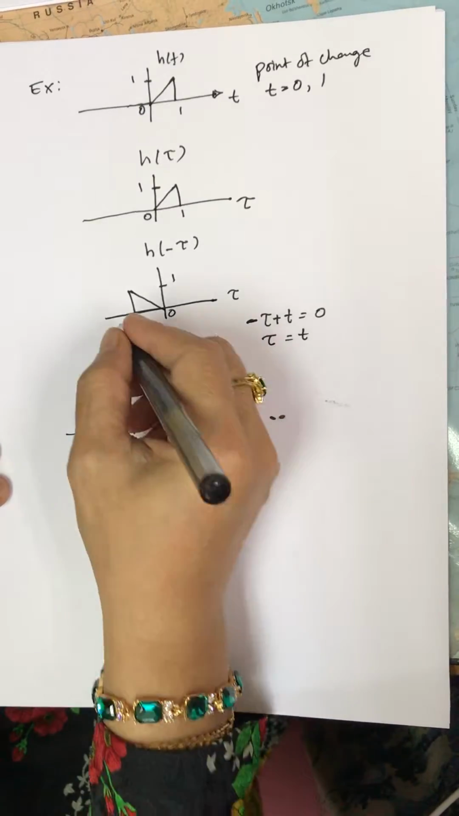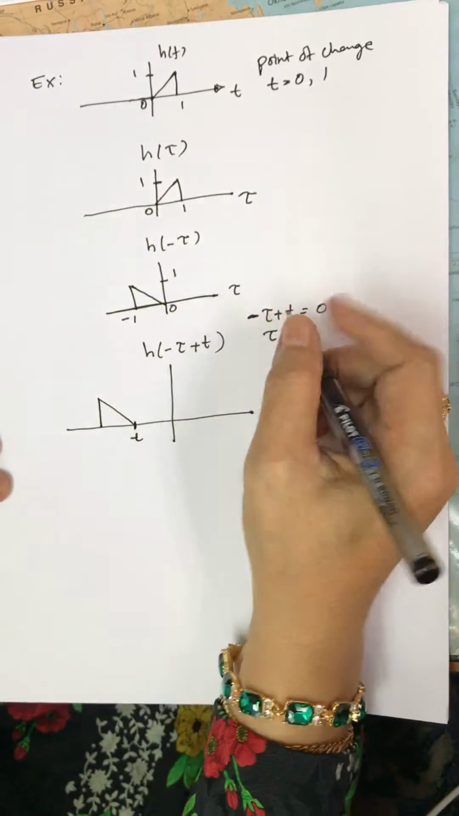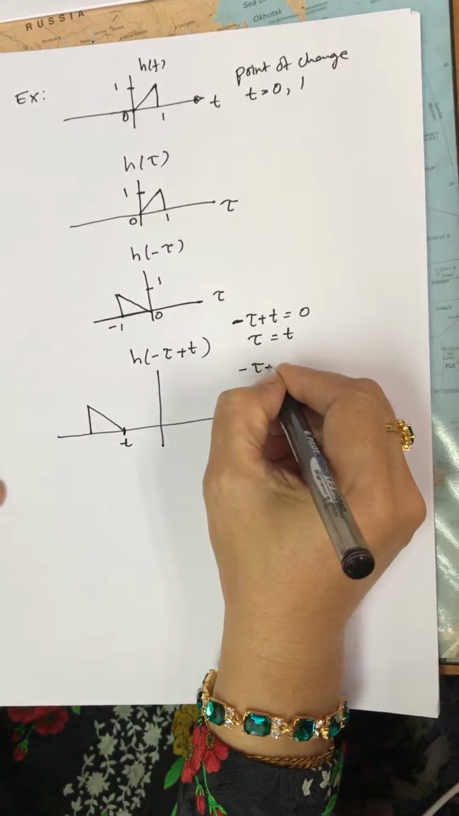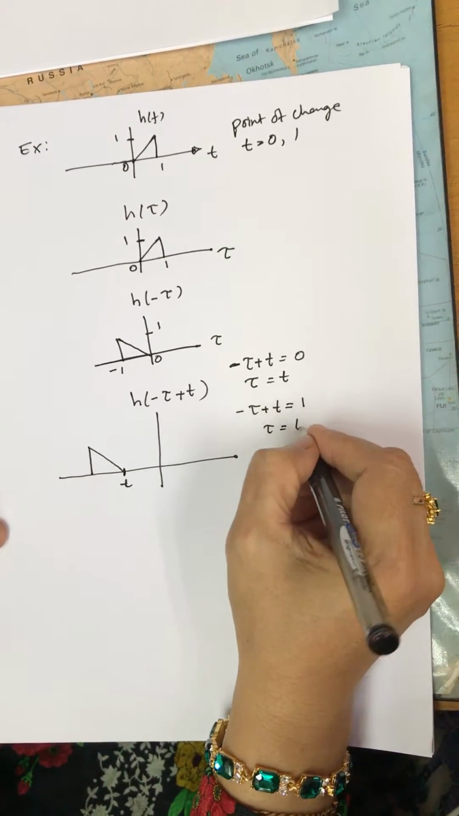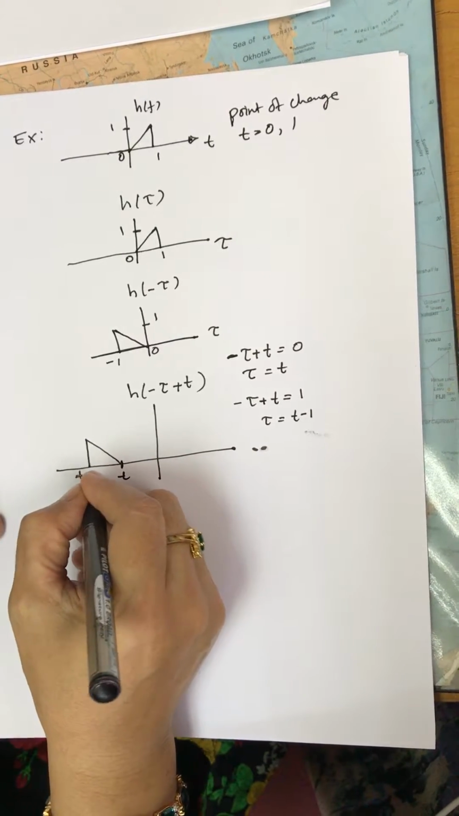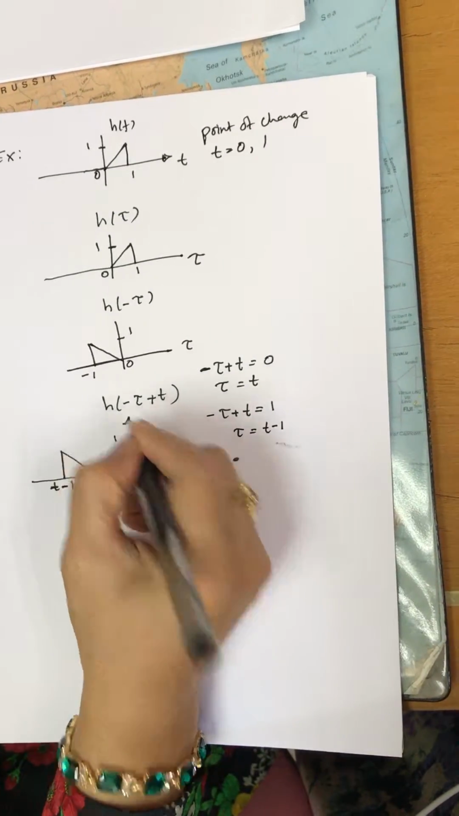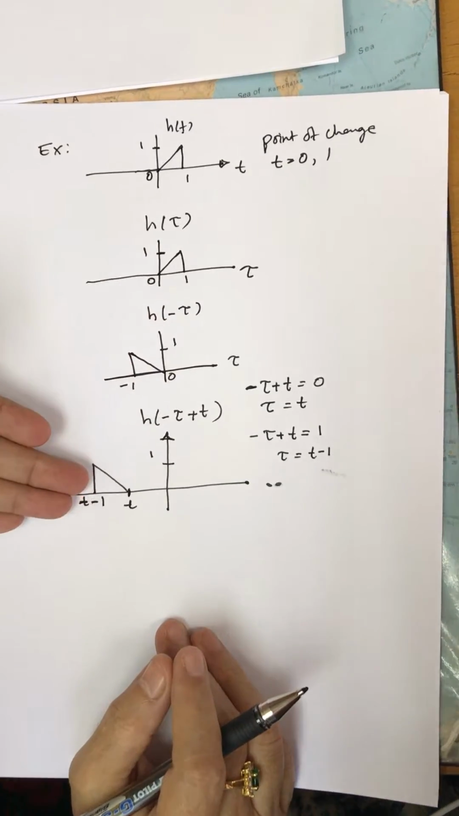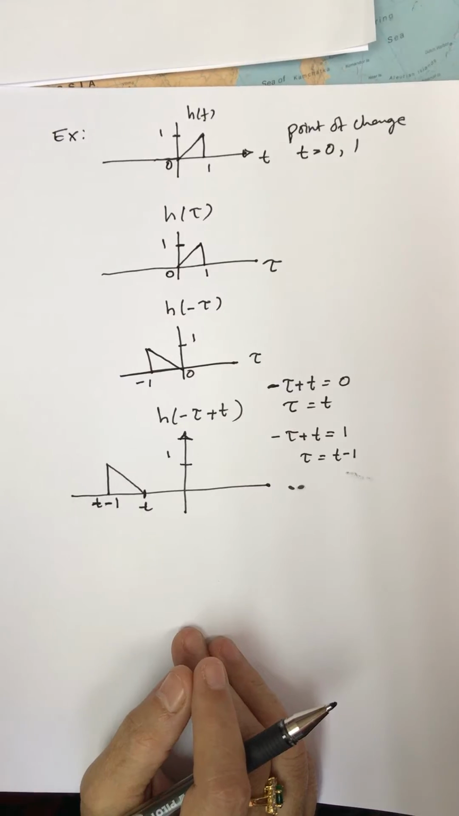So this is t, and this is going to be point 1. Where does it go? Let's talk about that. See, minus tau plus t equal to 1. Solve for tau. Tau is equal to t minus 1. That's why over here you're going to have t minus 1. That's it. That's all. For this lesson, we're talking about reflection and we're talking about shifting. And this is important for us to continue with the convolution.